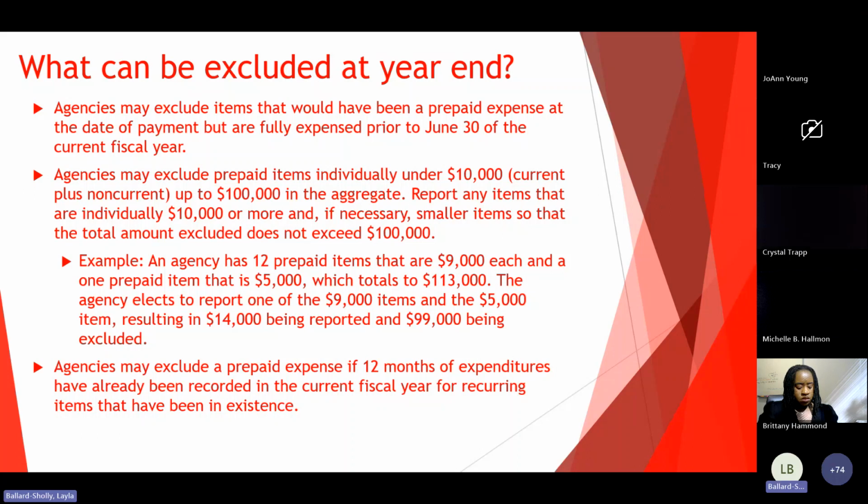Example of this, you have an agency that has 12 prepaid items that are $9,000 each, and one prepaid item that is 5,000. So the total is 113,000 for all their prepaids. The agency elects to report one of the $9,000 items and the $5,000 item, and they exclude the rest. So they report 14,000 total and exclude 99,000. All of that would be fine and acceptable based on this policy we've written.